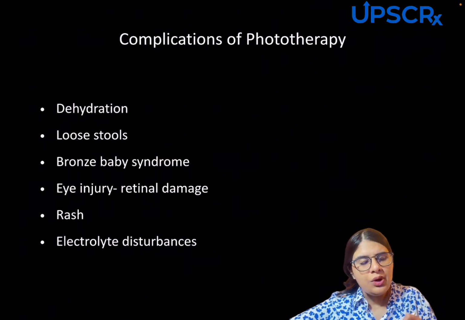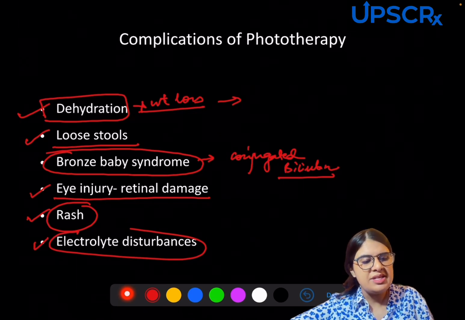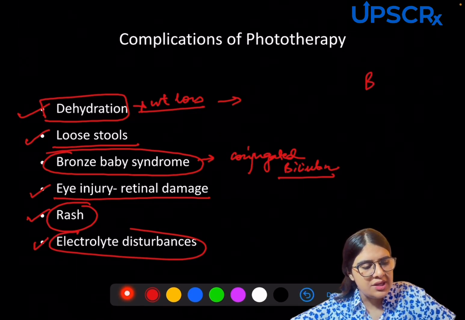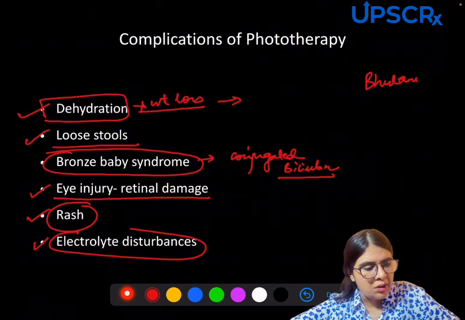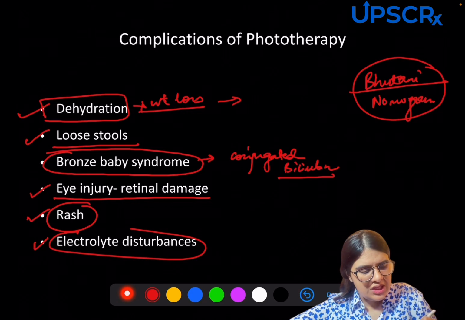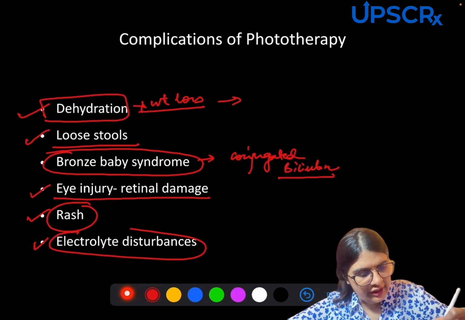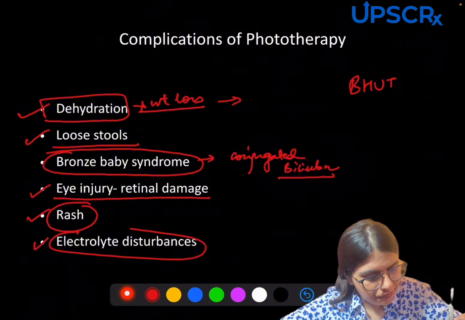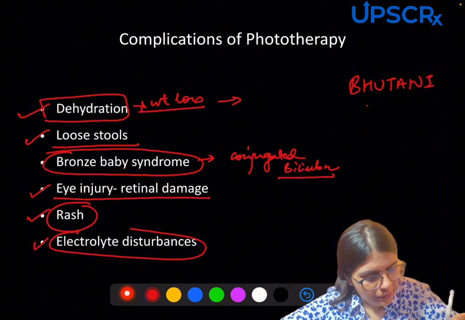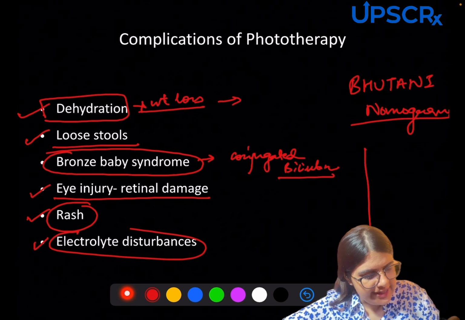Now, what are the indications of phototherapy? If you talk about the indications of phototherapy, basically there's a graph which we follow, that is the Bhutani nomogram. Okay. So you see this Bhutani nomogram. I'll just write the spelling again. I think it's not clear. I'll write it in capital. Bhutani nomogram. Basically, it's like a graph.